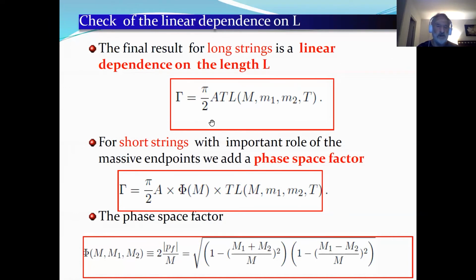And for us, it will be the test of this formula. We will take various very different decay processes, and we will check whether this A comes out to be the same in all these cases. Now, this is the result for long strings. Once there are short strings, we also have to compensate for a phase space factor, which we can write, and we take this into account for these cases.